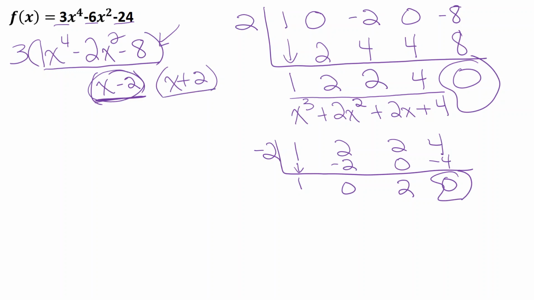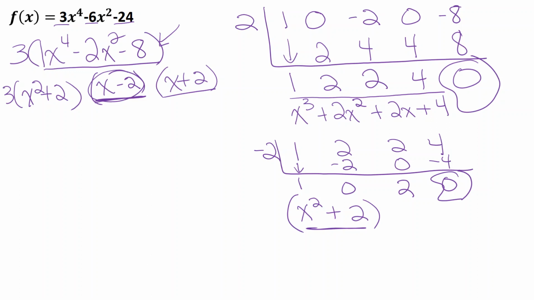And so now what that tells me is this is x squared plus 0x plus 2. X squared plus 2. Okay, so there's nothing else I can't factor out anymore. So I can now see that all of my factors are 3 times x squared plus 2 times x minus 2 times x plus 2.